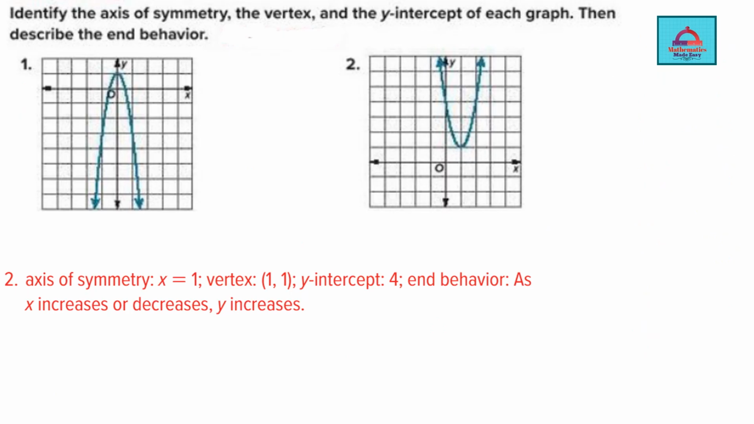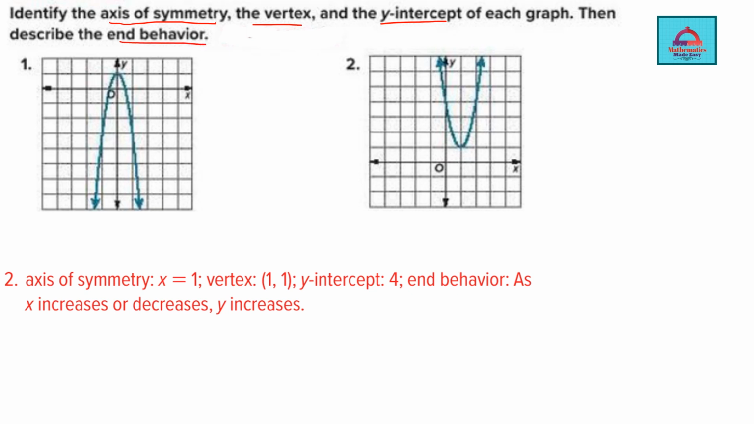So let's solve the first few questions. Here you need to identify the axis of symmetry, the vertex, and the y-intercept of each graph, and then describe the end behavior. I'm going to just highlight 1, 2, 3 and 4, four things. Now look at the graph. The graph is given to you.